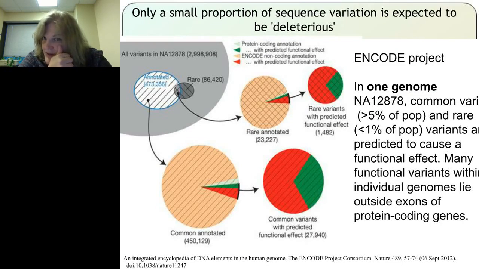So in ENCODE, they used one particular genome, and they were able to show that a lot of these variants actually may cause a functional effect, and a lot of these are outside of protein coding genes. So when we're doing analysis on exomes to look for disease in our individuals, there may be things outside the exomes that are causing a particular disease or a phenotype that we're interested in trying to test for. So in that case, whole genome sequencing may become important.